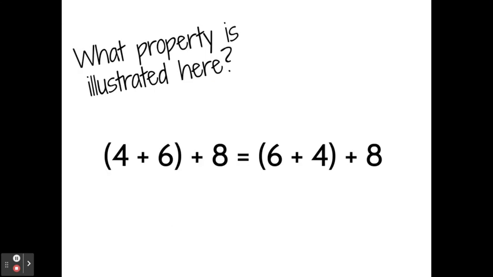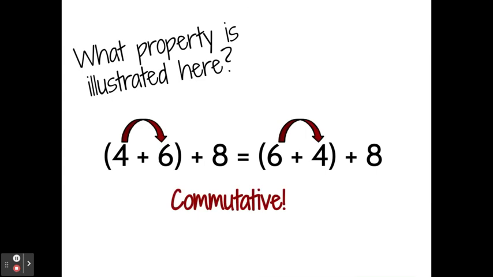All right, let's take a look at one more. What property is illustrated here? Now notice how there's grouping symbols, but just because there's grouping symbols doesn't necessarily mean it's associative property. Did I change the grouping of the numbers? No, I still grouped 4 plus 6 together, but what changed? Ah, the order. 4 plus 6 was changed to 6 plus 4, and that's an example of commutative. Okay, so you can't always think that it's associative if you just see grouping symbols. It could be something else. You have to be very careful.